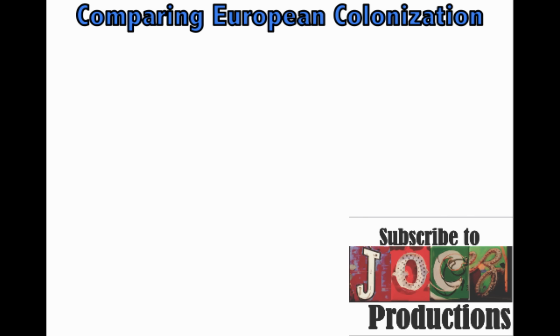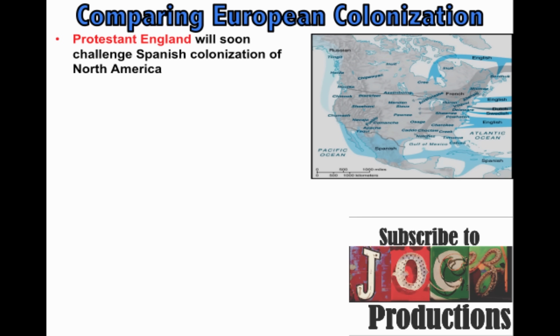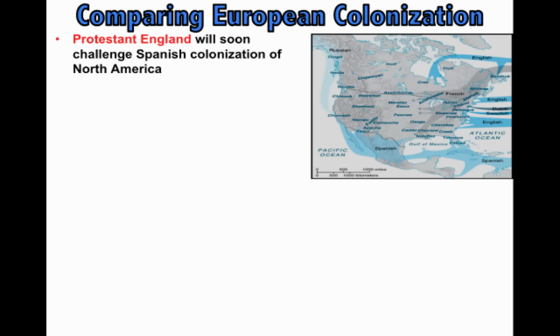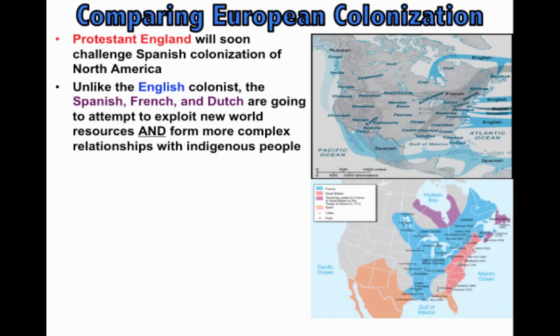Although Spain and Portugal are the first ones to arrive, other European countries are going to arrive, and the one we're really going to get into in video 2 is Protestant England, which will soon challenge Spanish colonization of North America. You can see on the map a variety of European powers are going to colonize present-day North America. However, unlike the English colonists, the Spanish, the French, and Dutch are going to attempt to exploit New World resources and form more complex relationships with indigenous people.